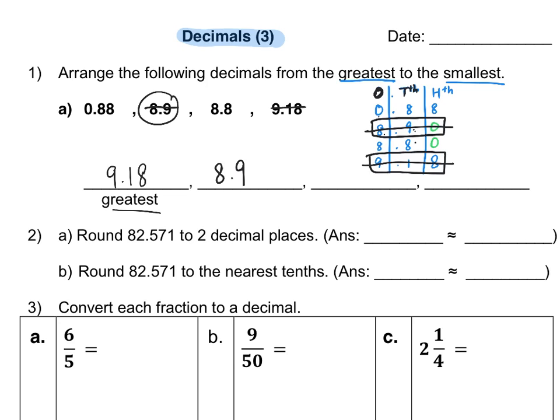Then we go back again and compare. In the ones place, between 0 and 8, which is greater? 8 is greater. So this is the next greatest decimal. Again, we don't write a 0 at the back. We just write 8.8 based on the question. And therefore, the smallest decimal will have to be 0.88. And we cancel after writing. Okay, so this is how we arrange decimals in order.